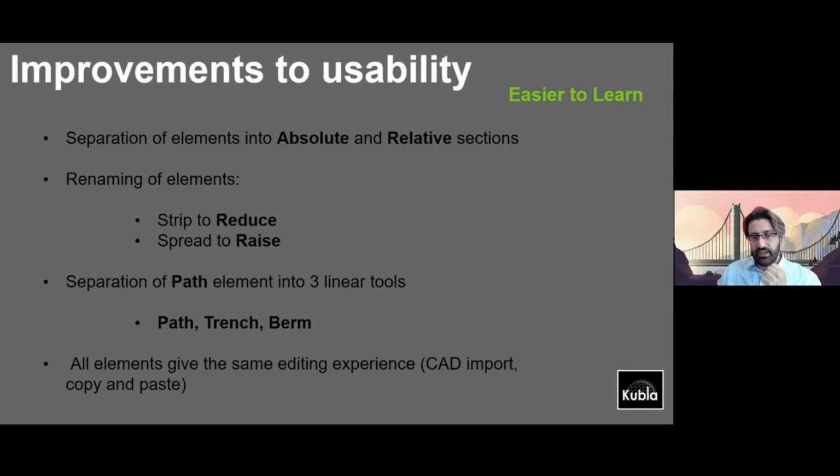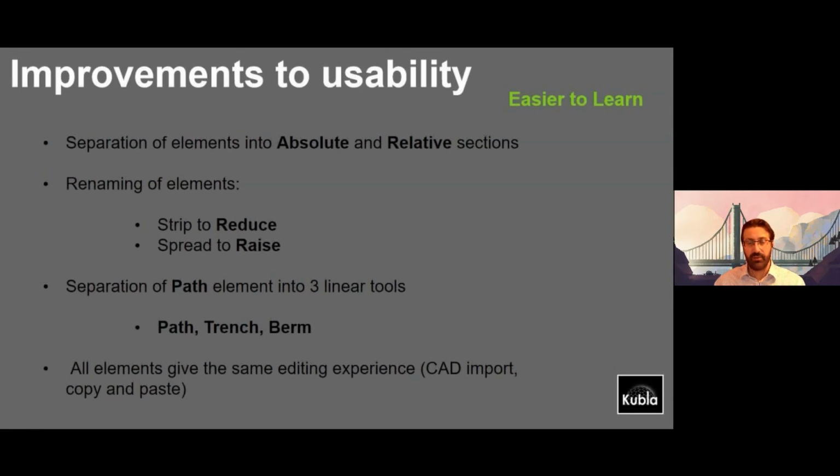The other thing we've done to help with usability is make sure that all elements are edited in the same way. For long-term users of the program, you'll notice that the feature surface has a very different workflow than the platform. It's in general more powerful. You can import from CAD, and you can copy and paste outlines. So we've upgraded all the elements to use that same user interface. Even the platform or the reduce and raise elements can now be imported from CAD. You can copy and paste between them, so it's really useful.